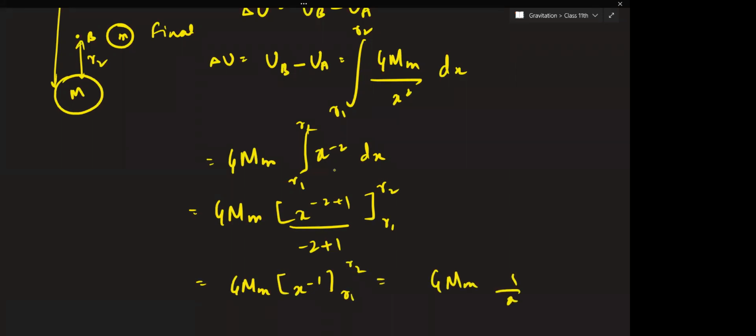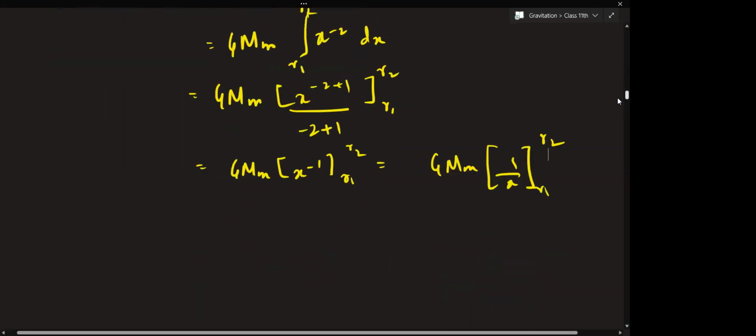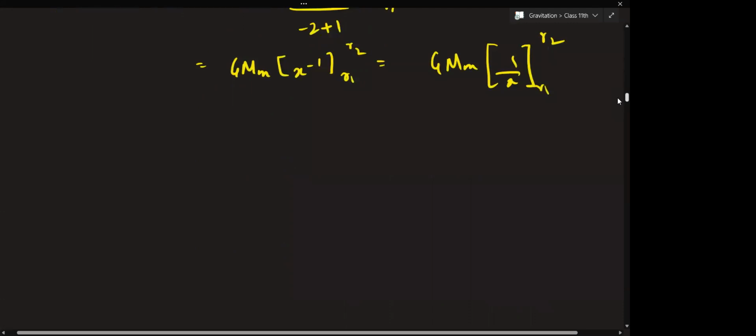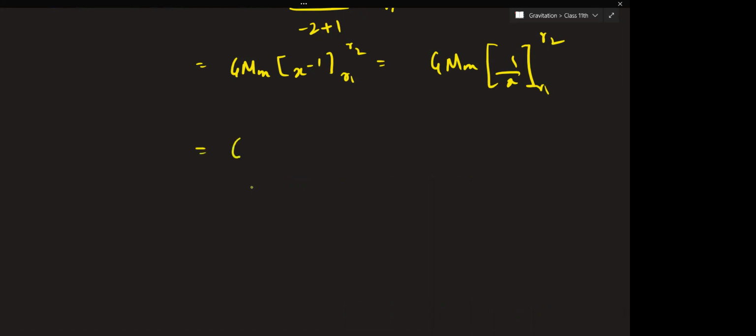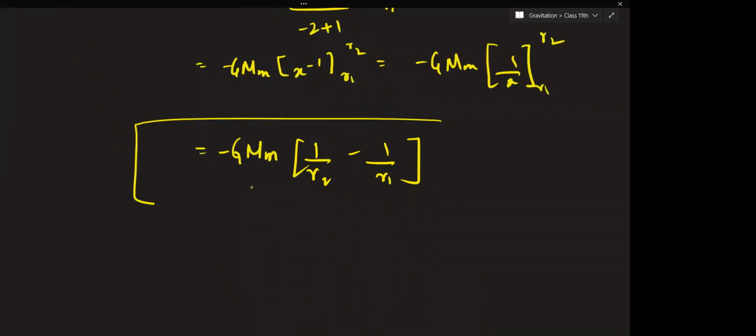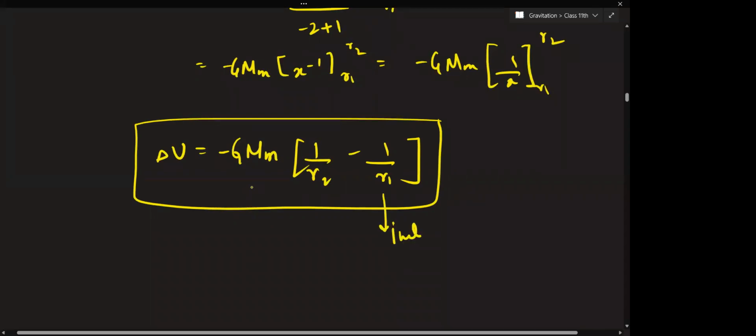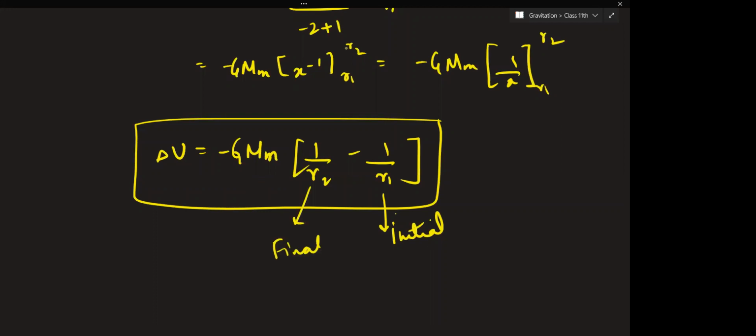GMM by 1 by x we can write from R1 to R2. So you put the first value as R2, second value as R1. The way where we took 1 by infinity, here you are having it as 1 by R1. This is just the difference. Rest of the thing is same class. So 1 by R2 minus 1 by R1. Here you will be having a negative sign as well. This is the final value of change in potential energy if 2 points are mentioned. R1 is your initial point, and this is your final point.